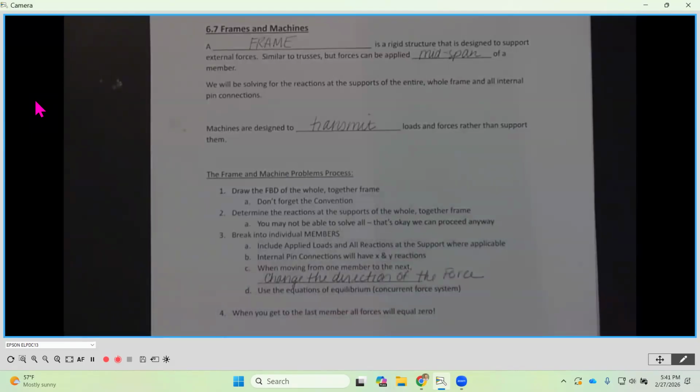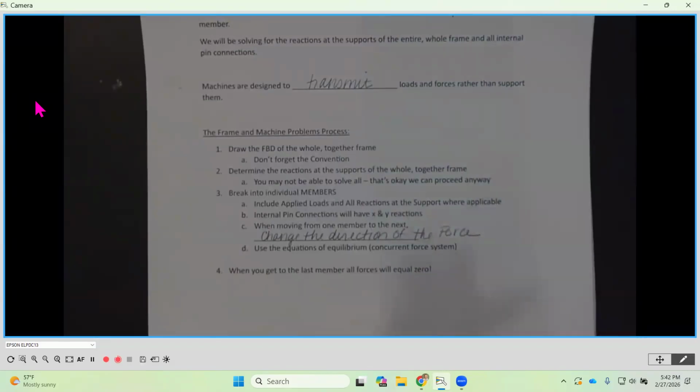Okay, and then again, that will make a little bit more sense when we do these problems. And then you'll notice here, letter D says that we're going to use the equations of equilibrium to solve for any unknown variables. Now, when we get to our last member, we will know that we did everything correctly because, just like we did for trusses, all the forces will equal zero. So it'll all balance out. And if they don't, then we know somewhere along the way we missed something or we miscalculated.